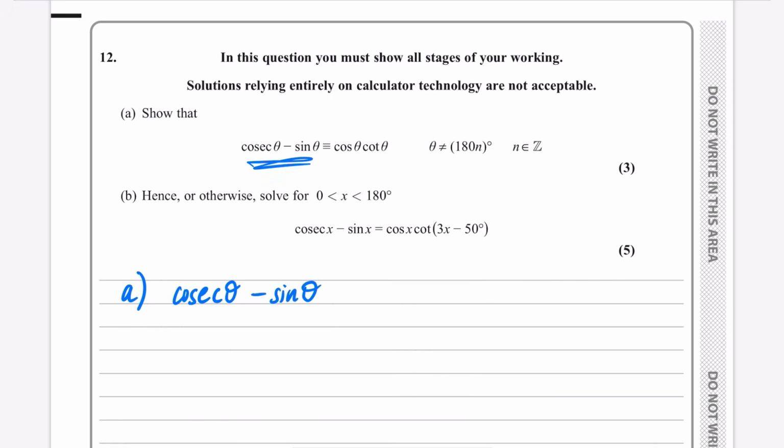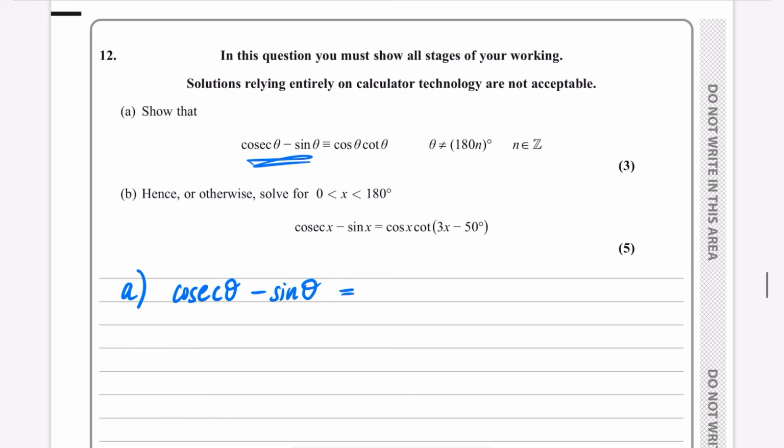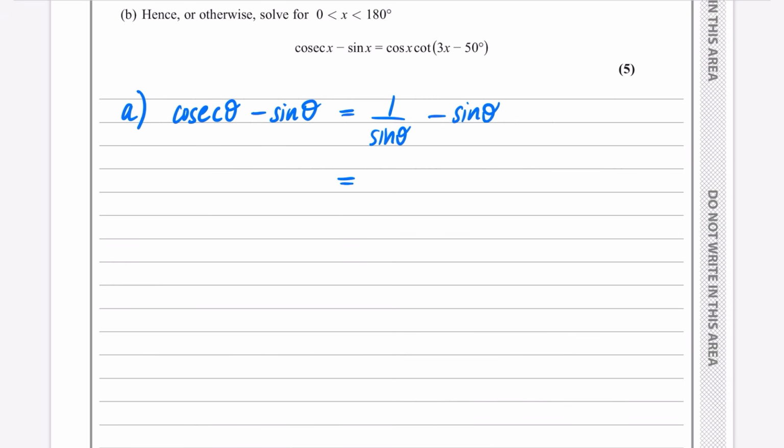So I think this is going to be the better side to work on because I can actually do some maths to it. It's quite hard to pull this apart. It's a lot easier to put these two things together. So cosec is 1 over sine theta, and I'm going to be subtracting sine theta. Keep working on this side that we've got here. I'm going to make them have a common denominator. So that's going to be 1 minus sine squared theta all over sine theta. I just multiplied this second one on the top and bottom by sine theta.